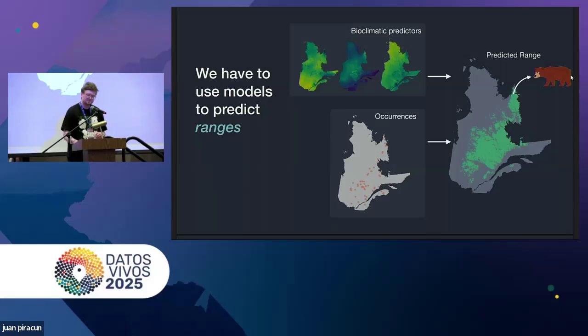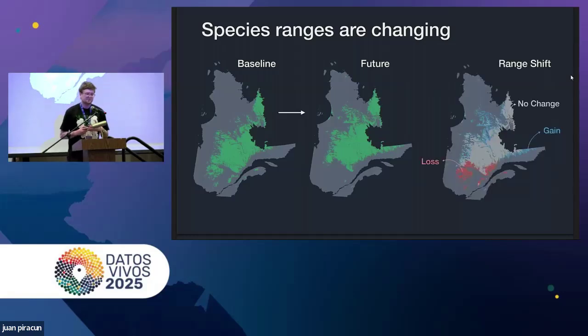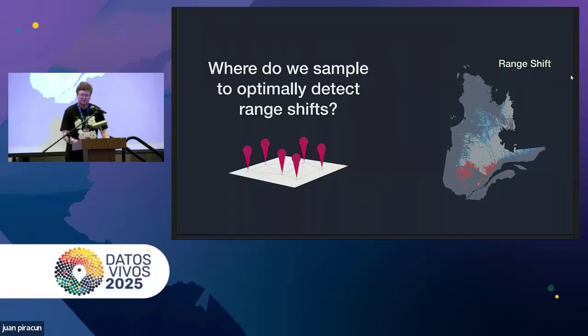a given species is. But of course, as we know, species ranges are changing over time, both because of climate and land use change, and the result of this is that there are regions where species used to live that are being lost, here shown in red, and also regions that are being gained, shown in blue. So today I'm going to be talking about how we can use different algorithms for designing spatial samples in order to optimally detect where and when species ranges are changing.